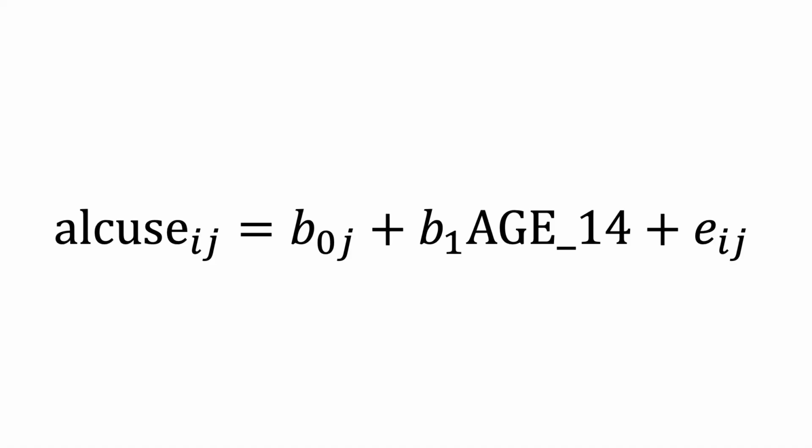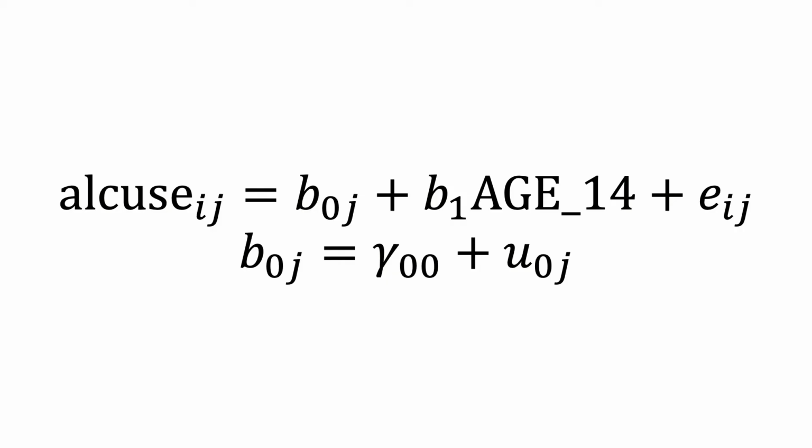Let's go ahead and look at a random intercepts model. So with a random intercepts model, we now add a predictor. And if we have a random intercept, we allow the intercepts to vary, but the slopes are fixed. And again, notationally, this is what it looks like. Alc use ij is equal to B0j plus B1 times age 14 plus Eij. If you were to expand the B0j, by the way, we call that the level 2 model.